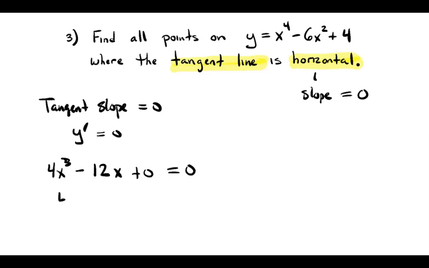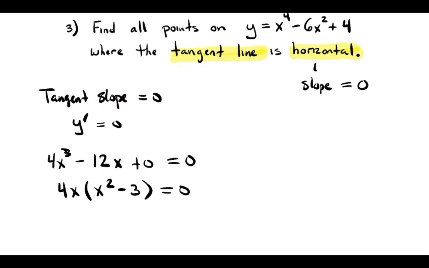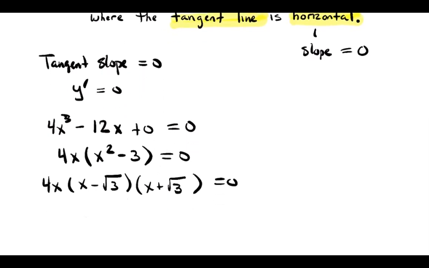Or if we clean that up a little bit, I think I might factor out a 4x. So I've got the equation 4x times x squared minus 3 is 0. And I personally like to solve polynomial equations like this by factoring them. X squared minus 3 is the difference of 2 squares. So I'll factor it. And then in that final form, I can see that there are 3 values of x, just like the picture told us.